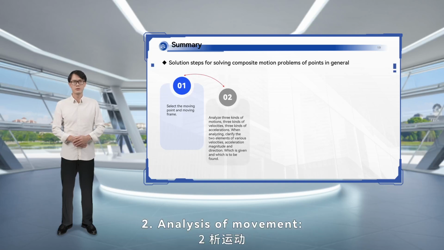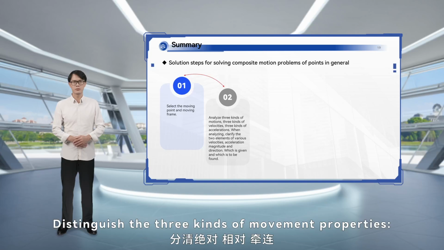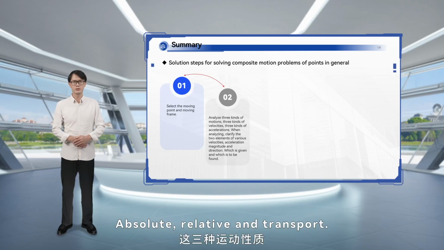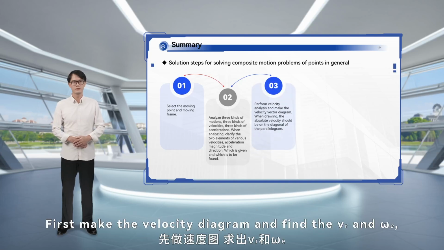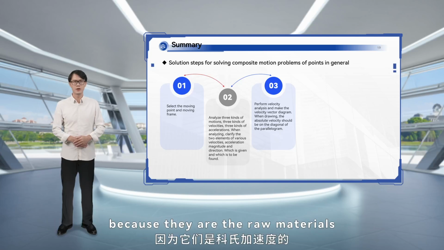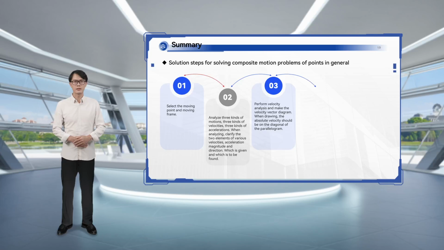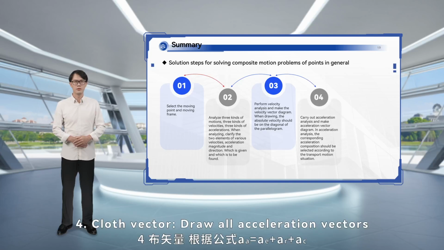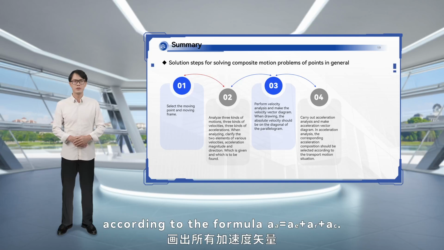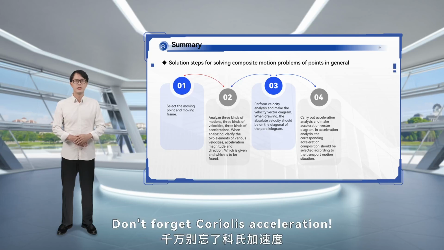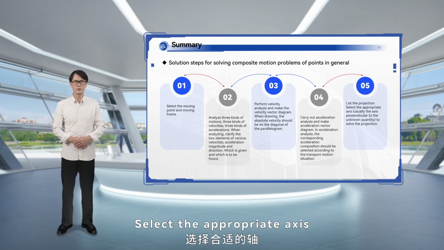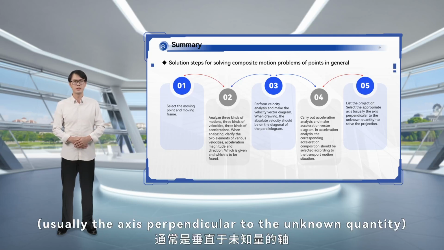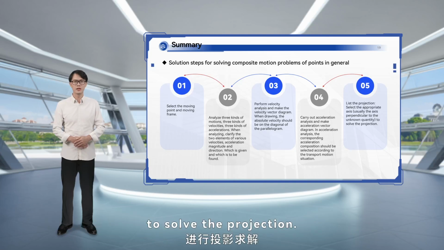2. Analysis of movement. Distinguish the three kinds of movement properties: absolute, relative, and transport. 3. Solve the velocity. First, make the velocity diagram and find vR and omega e, because they are the raw materials for Coriolis acceleration. 4. Draw the vectors. Draw all acceleration vectors according to the formula: vector aa equals vector ae, plus vector ar, plus vector aC. Don't forget Coriolis acceleration. 5. List the projection. Select the appropriate axis, usually the axis perpendicular to the unknown quantity, to solve the projection.